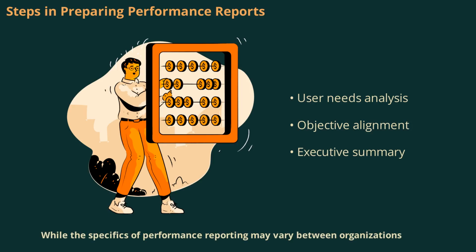The specifics of performance reporting may vary between organizations. The preparation process generally follows a sequence of common steps. These include understanding the user's needs, establishing objectives aligned with organizational goals, adding an executive summary, conducting a detailed performance assessment, designing an effective layout, and cross-checking details for accuracy. Each step ensures that the report is relevant, reliable, and actionable, ultimately supporting better performance.